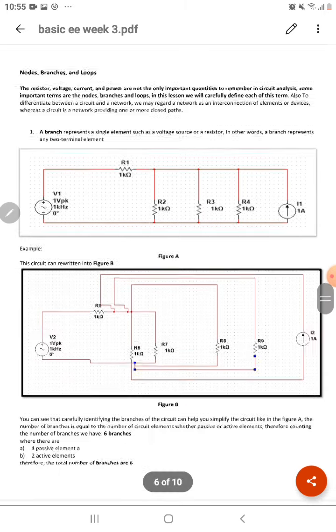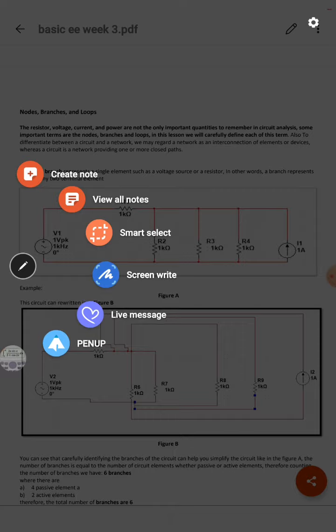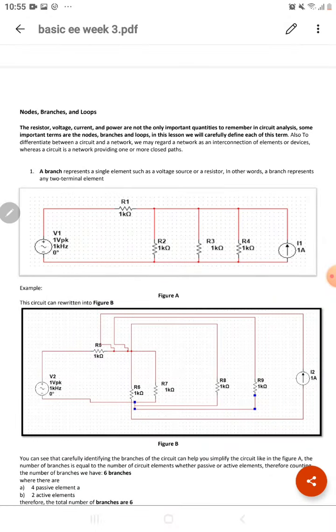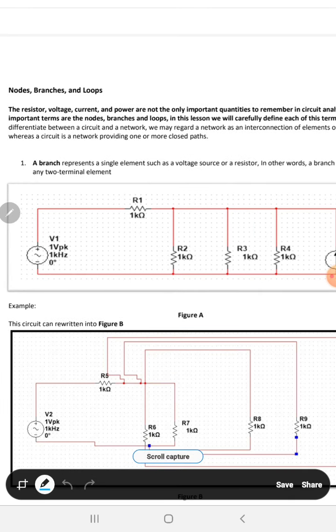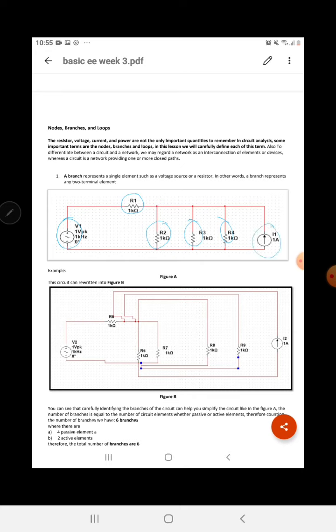We have branch 1. So ayaw magsulat, no? So ka-capture natin siya. Okay. We have our branch 1, branch 2, branch 3, branch 4, branch 5, and branch 6. So, in this example, we have 4 branches of passive element and then 2 branches of active element. Take note that these branches can be rewritable into this.